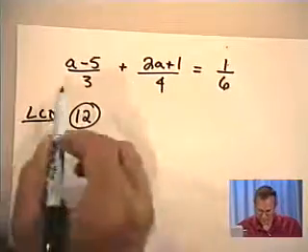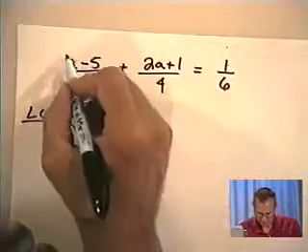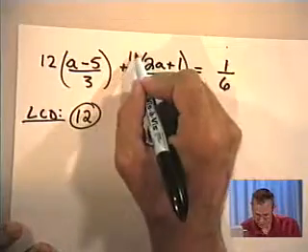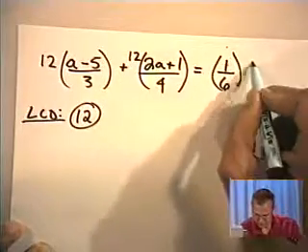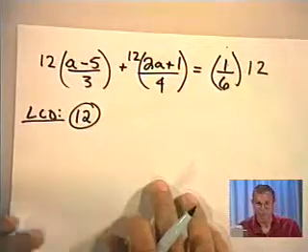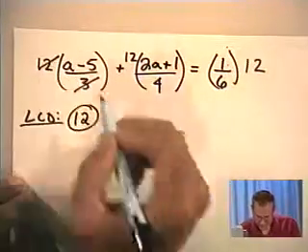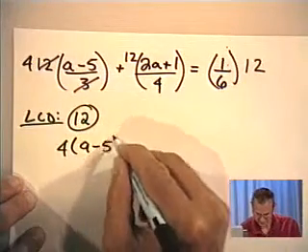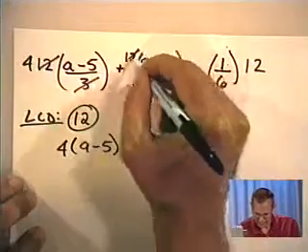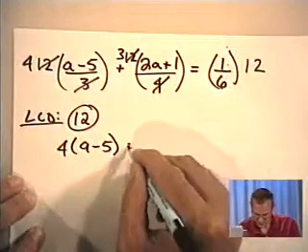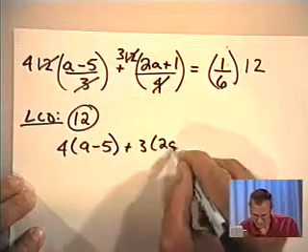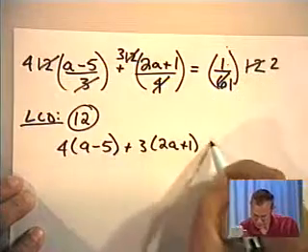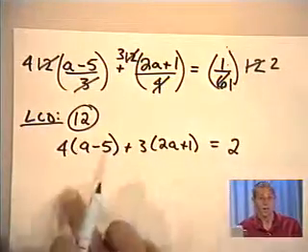So remember, to get rid of the fractions, we'll multiply each term by the LCD, or we'll multiply each term by a 12. And I'll put parentheses to represent multiplication. And let's go ahead and multiply. My 3 will cancel with the 12 and make that a 4, so I get a 4 times a minus 5. My 4 will cancel with this 12 and make that a 3. So I get a plus 3 times 2a plus 1. And the 6 goes in there once, equals 2. Now notice my fractions are now gone.